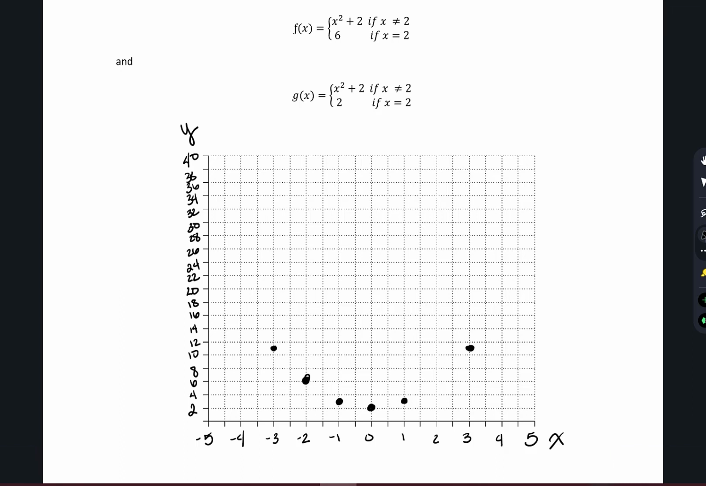For 4, I'm going to have 4 squared, which is 16, plus 2, so I'm going to have 18. I'm going to have something similar for -4. And then finally, -5 squared is 25, plus 2 is 27. And again, I'll have a very similar result for +5. So what we've done here is plotted a couple of points which are the same for f of x and for g of x.